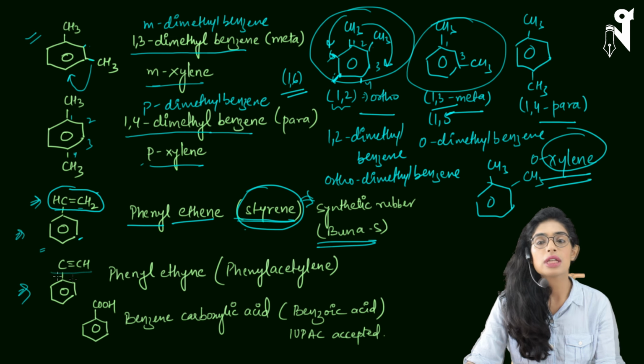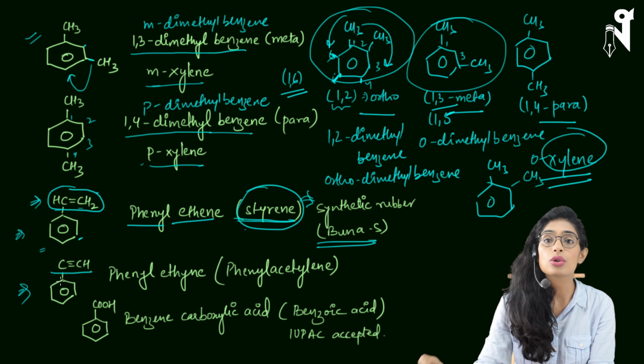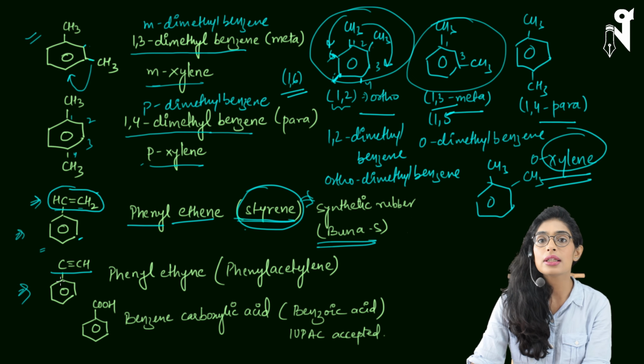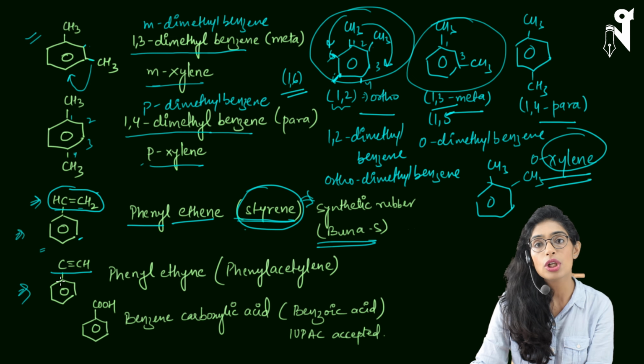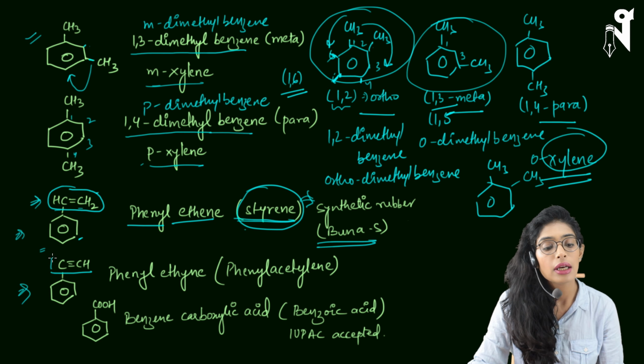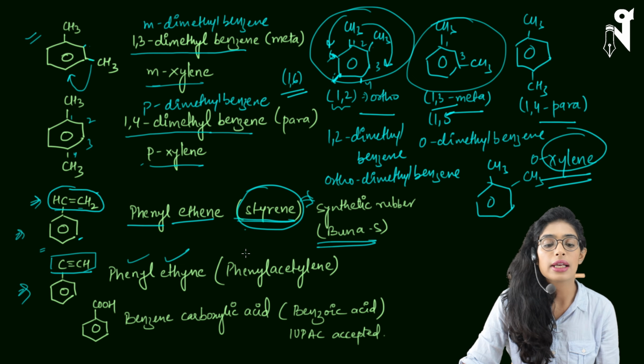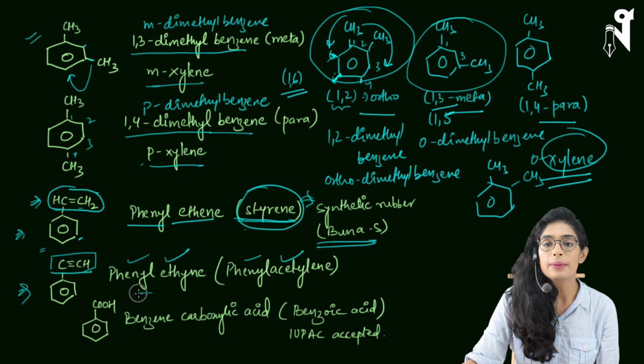Now look at the next compound. We have C triple bond CH. Just now I have told you that if you have any double bond, triple bond, or any functional group on the carbon chain which is attached to the benzene, then that carbon chain will be acting as a principal carbon chain, and benzene will be acting as a branch. So this is my main chain. This is ethyne, and it is phenyl. So phenylethyne, or you can also write it as phenylacetylene. This is the name for the compound.